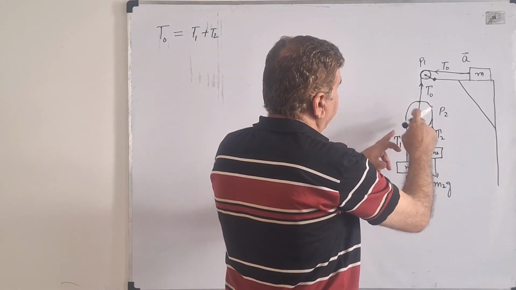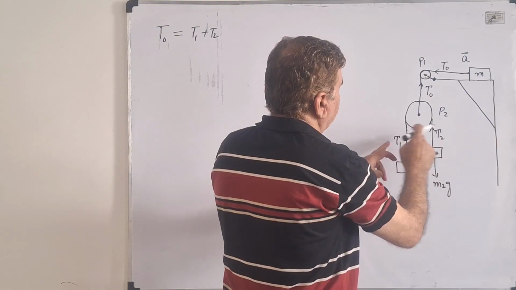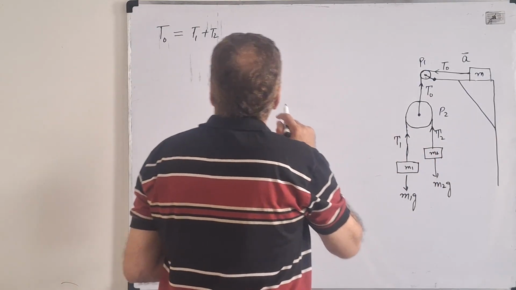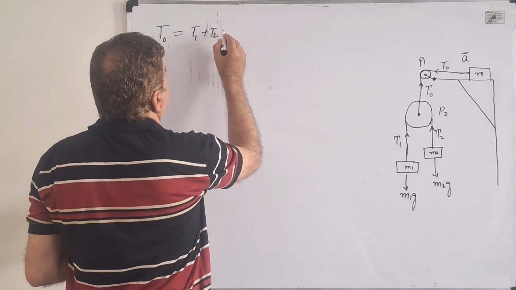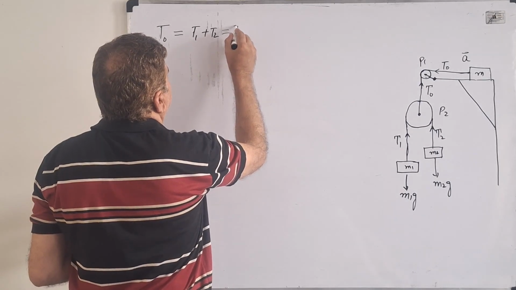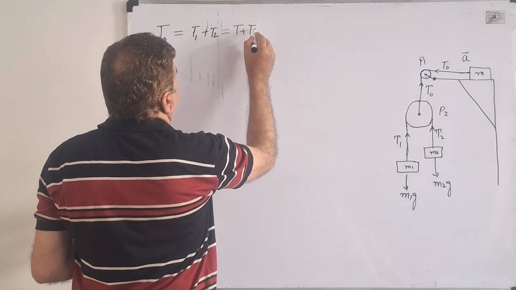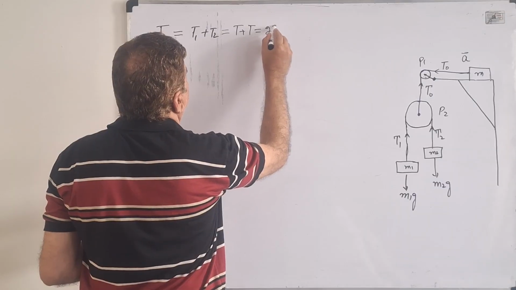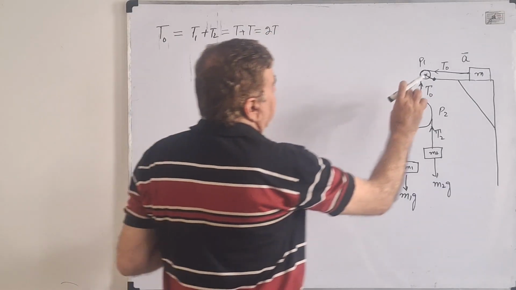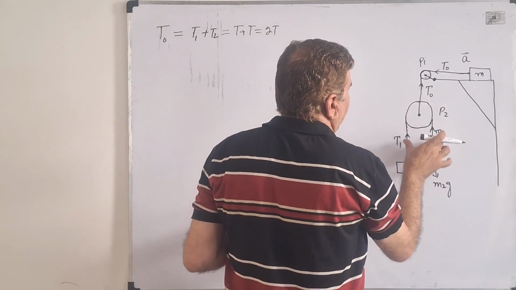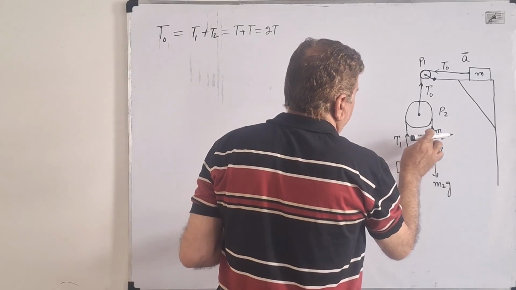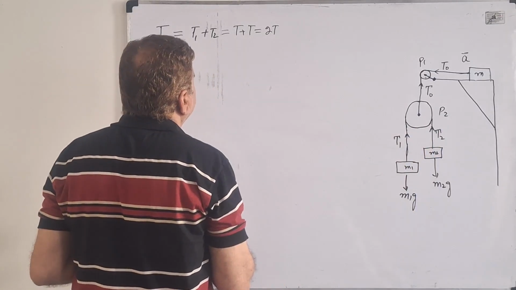Since the pulley is frictionless and massless, this tension is equal to this tension, and I use the notation T for them. So I write this as T plus T equals 2T, which means that the tension at this position is twice the tension either in this branch or in this branch.